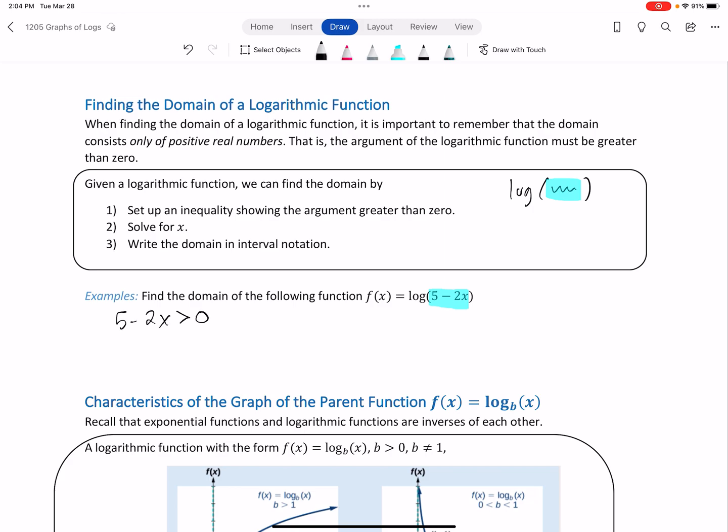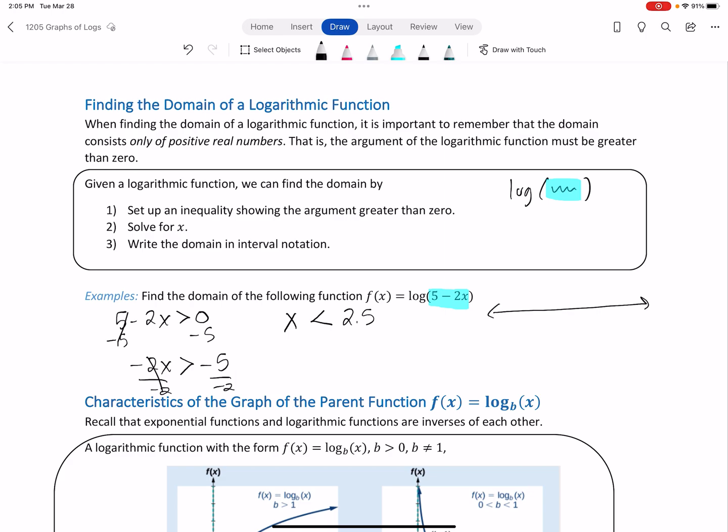So remember, we've solved these kinds of equations, these inequalities before. So subtract 5 from both sides. Negative 2x bigger than negative 5. Divide by negative 2. Remember, when you divide by a negative, it switches the direction of the inequality. So x less than 2.5.